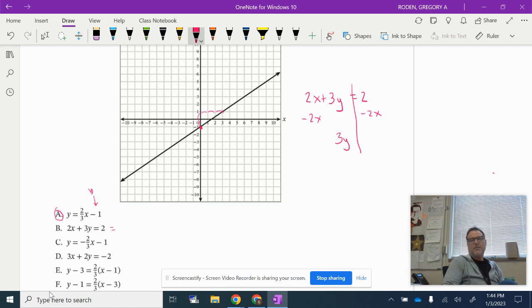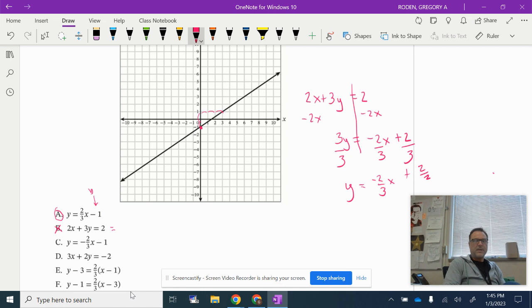So now I get 3y equals -2x plus 2. And then I'll divide everything by 3. Now there's a lot of things that are wrong with this one. The equation that I get is y equals -2/3 x plus 2/3, right? So a couple things are wrong. It's not the same equation. It's just not. So B, you don't work.